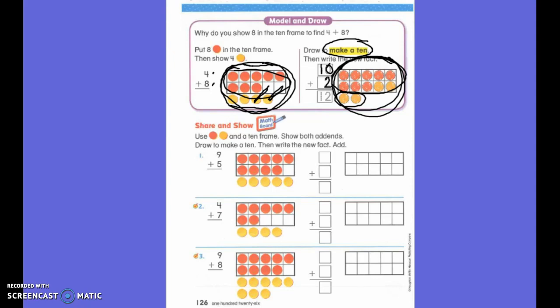I fill up my 10 frame first so that I can figure out my sum.